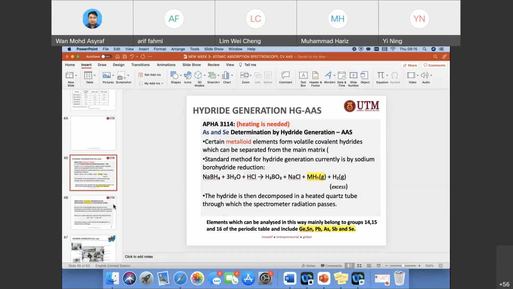All right, so we have looked into flame AAS, we have looked into graphite furnace AAS. Now we are going into much more specific types of AAS. All right, so we have hydride generation AAS, and some metalloid elements are able to form volatile covalent hydrides. Okay, so what are the functions of hydride generation? What are the elements that can be analyzed by hydride generation AAS? So all of this you need to know.